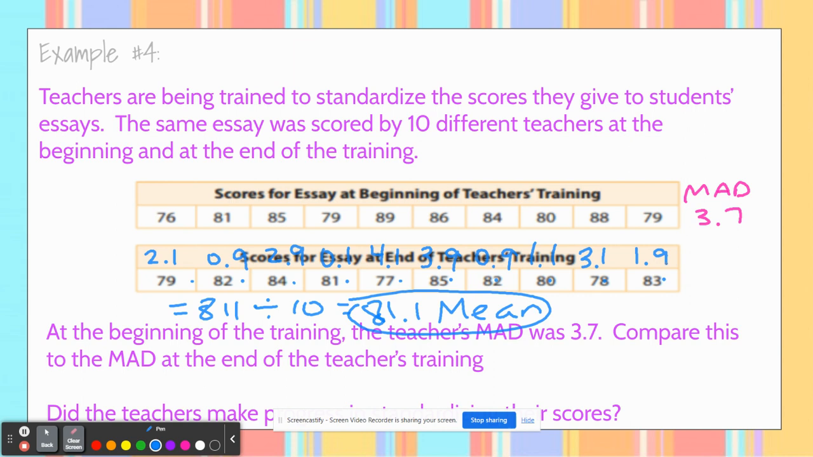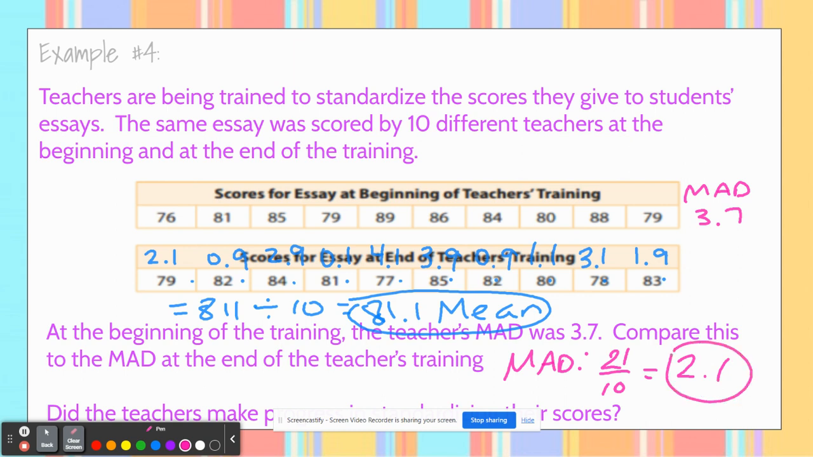These are the distances. Now we want to find the average of the distances, which is called, again, the mean absolute deviation. So we're going to take 2.1, 0.9, 2.9, 0.1, 4.1, 3.9, 0.9, 1.1, 3.1, and 1.9. That gives me 21, and we're going to divide that by the number in our data set. And there are 10 numbers in our data set. So our mean absolute deviation is 2.1.